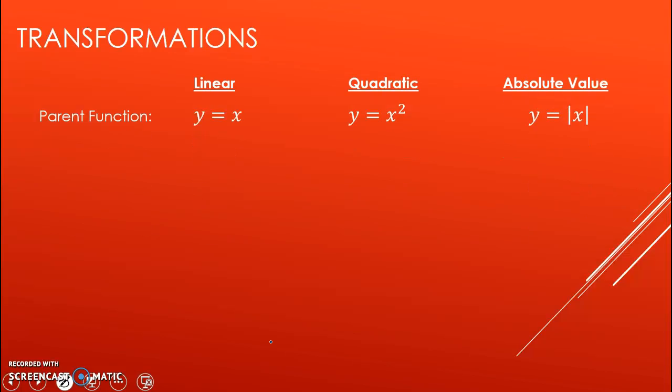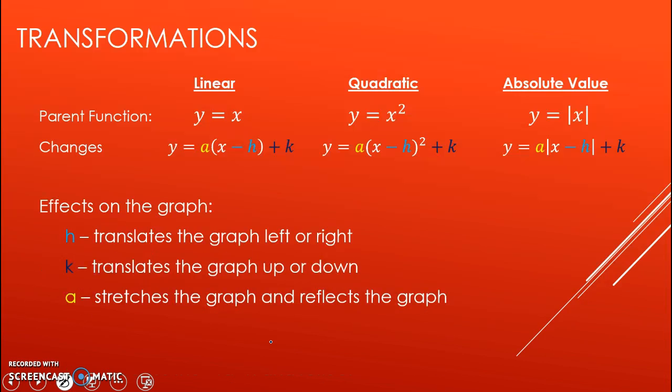Let's review these things real quick. We started with these 3 basic functions. We're going to add more functions to this idea as we go throughout the year, but for right now we have y equals x, y equals x squared, y equals the absolute value of x. Then we either subtract something before we square it or take the absolute value, add or subtract something after we take the square or absolute value, and then multiply by something. Here are the changes that happen.